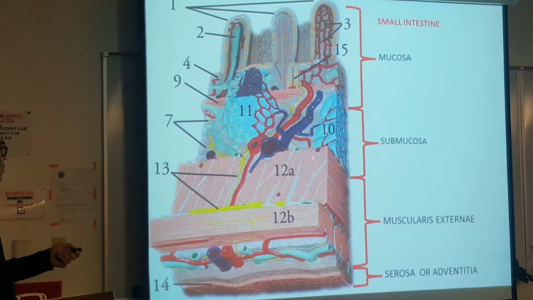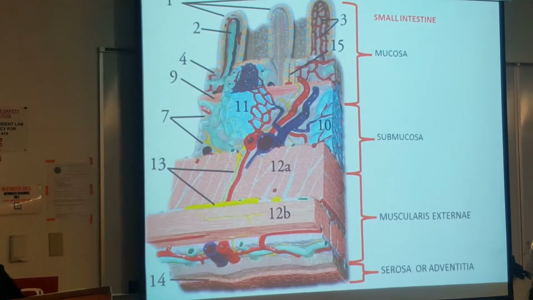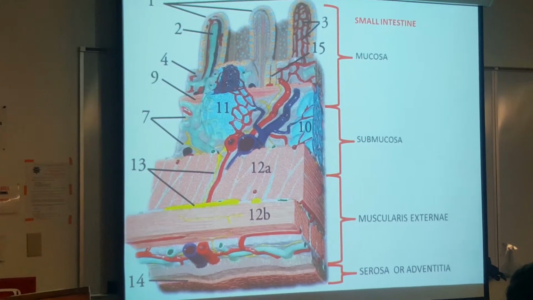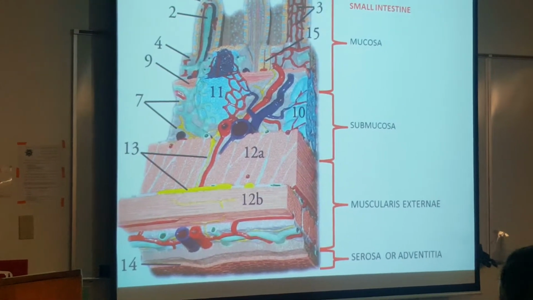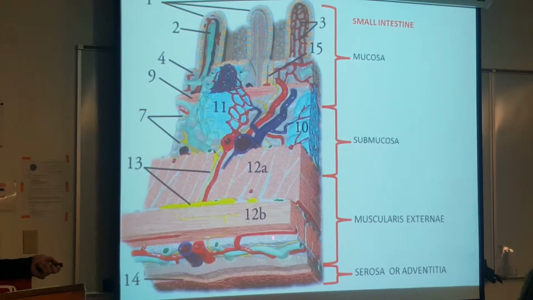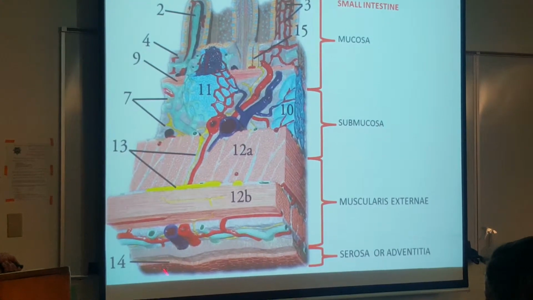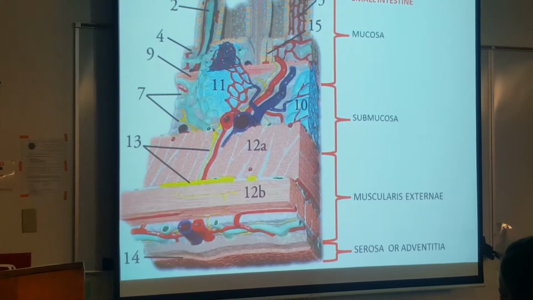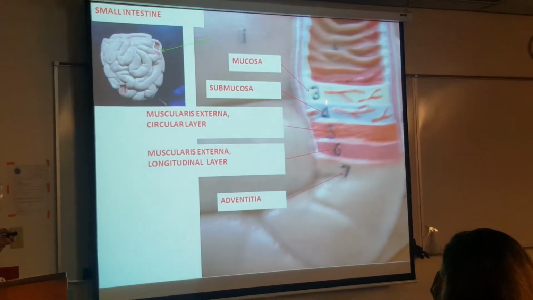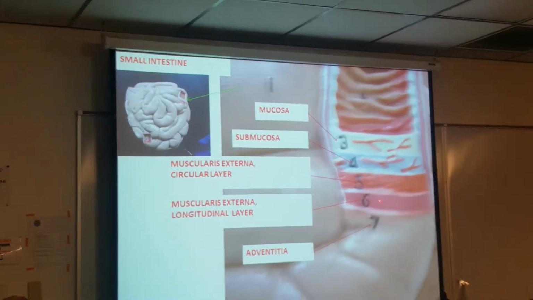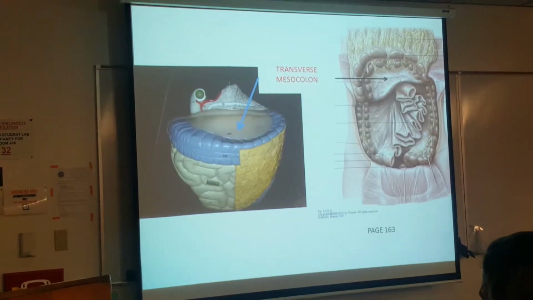This is the muscularis externa layer. You should also know 12A, the circular, and 12B, longitudinal layers. 13 is pointing to the myenteric plexus. The serosa adventitia is this outermost layer. 14 is pointing to the simple squamous epithelium of the serosa. Those layers are also shown here. Three, mucosa, submucosa, circular, longitudinal layers of the muscularis externa and the adventitia.